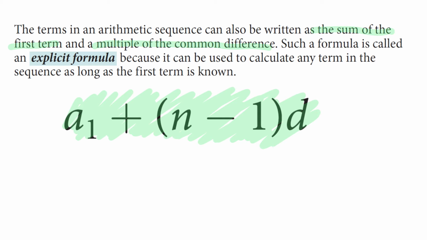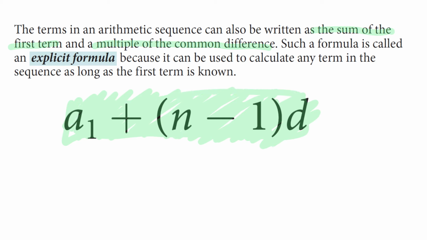Now, we won't always have the luxury of just being able to move 1, 2, 3, 4 steps down the line. If I'm asked to find the 176th term in a sequence, I'm not going to want to count over. I could, but I'm not going to want to count over 176 common differences to get to that. So this is our formula. This is what's going to get us there.